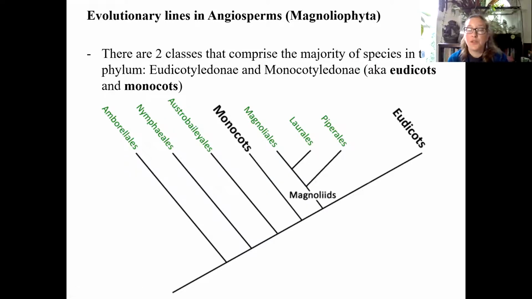So there's 2 classes that comprise the majority of the species, and those are Eudicotyledone and Monocotyledone. Because that's a mouthful, we just say Eudicots and Monocots, right? Instead of Eudicotyledone and Monocotyledone, even though Monocotyledone kind of sounds like a great stage name, but no, we just say Eudicots and Monocots. And so most of the species are in those, the Eudicots and the Monocots.